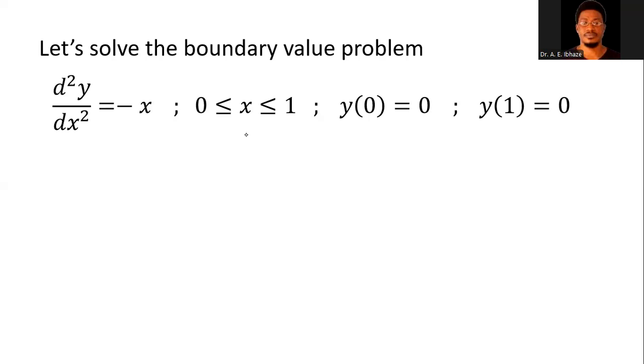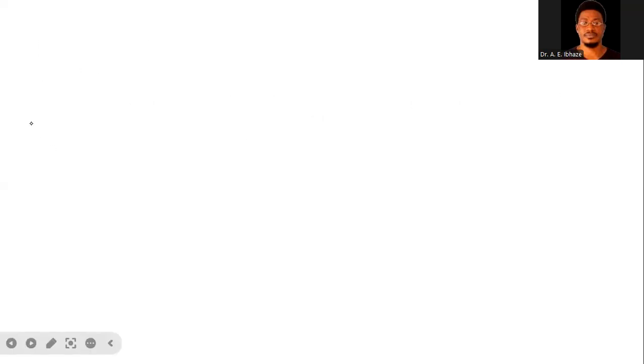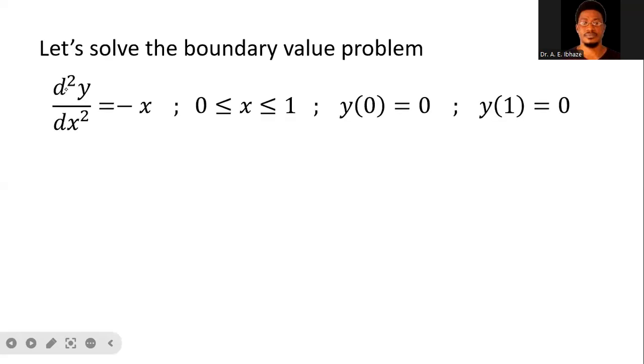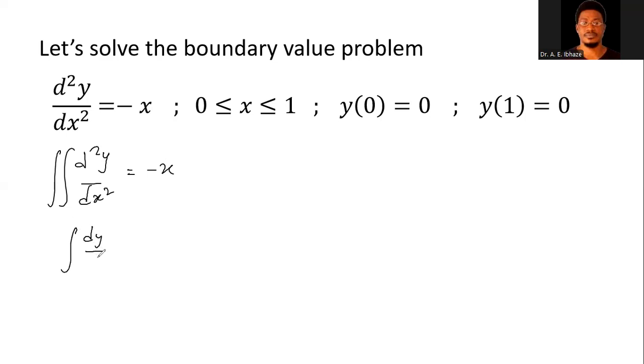And to solve this problem, we'll have to integrate twice. So that is d squared y over dx squared being the same as negative x. Now, this will give us dy over dx, the integral of negative x dx, being the same as negative x squared over 2 plus C1, where C1 is the constant of integration.